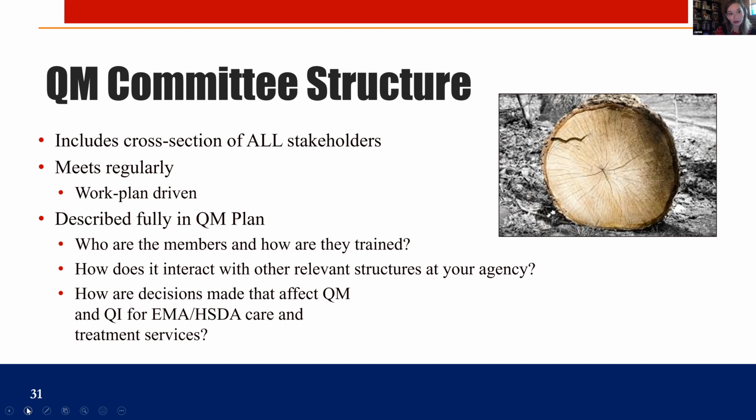The structure should be described fully in the plan. Who are the members? How are they trained? What kind of capacity building opportunities exist? And how does the committee interact with other relevant structures? Maybe within your agency there are other quality groups. If you're at a larger clinic-based hospital, how do they interact with your planning council or the Dallas task force? And how are decisions made that affect quality management? We have that picture of the tree. With your committee, you can see over time your growth and change, where you started and where you've ended up, which can be a really meaningful journey.